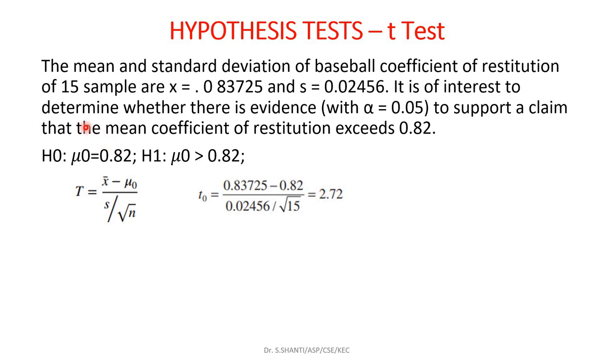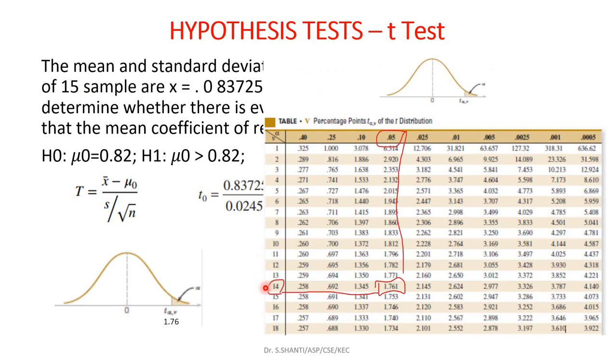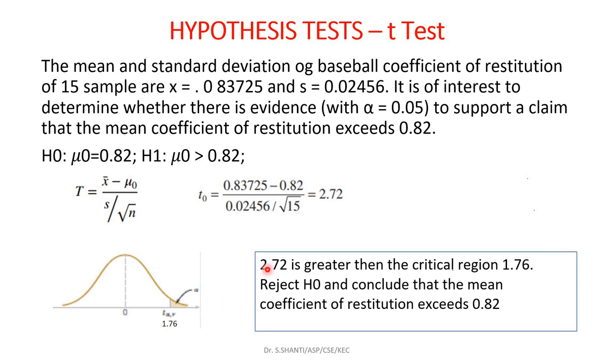With the degrees of freedom 14, so n equal to 15. For the alpha value 0.05, the table value is 1.76. So the computed value is 2.72.